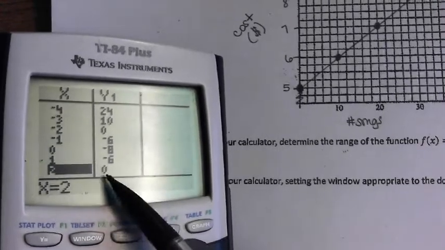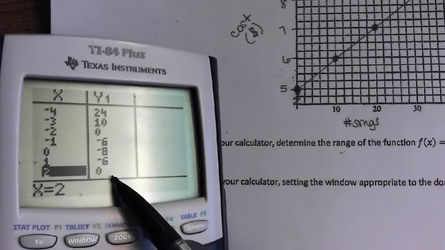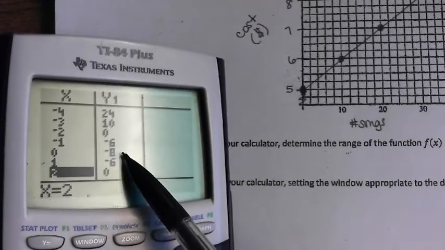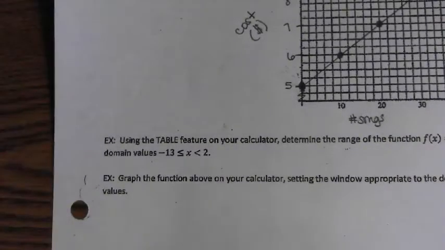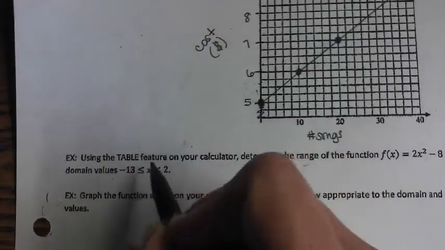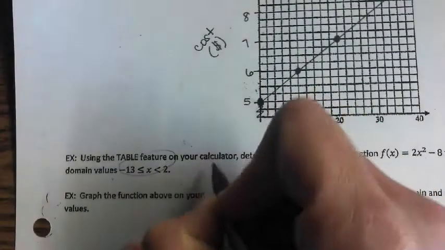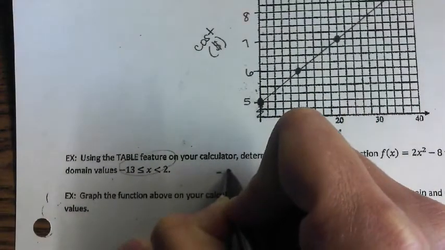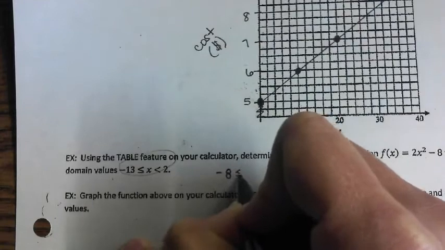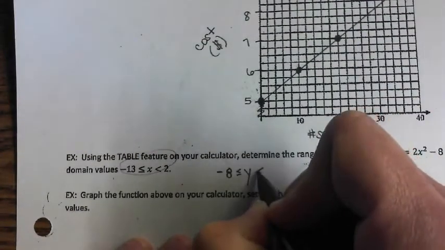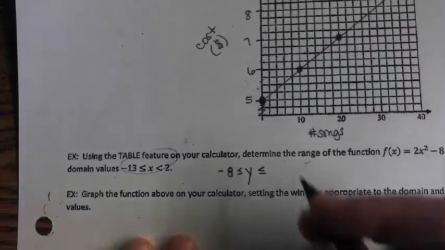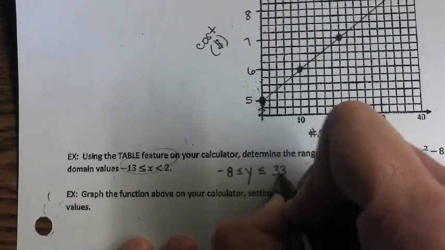Right. Don't make the mistake of pulling 0. That's not the smallest one. It actually dipped down to -8 and then started increasing again. So when you write your range in this inequality format, you go your lowest number, -8, is less than or equal to your y values, which all have to be less than or equal to 330.